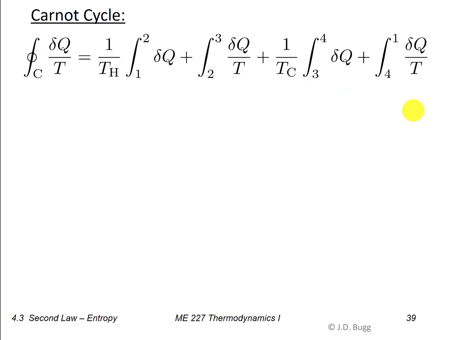Now the next thing we want to do is remember some of the properties of those four processes that will help us to evaluate these four integrals that we have now. The first one is to remember that the process from 2 to 3 and the process from 4 to 1 are adiabatic. So delta Q is 0 for those processes. There is no heat transfer. So two of the four integrals on the right-hand side are going to be 0. We can do that right away.